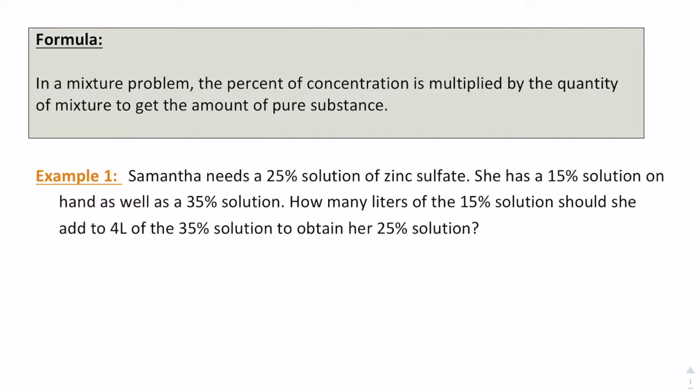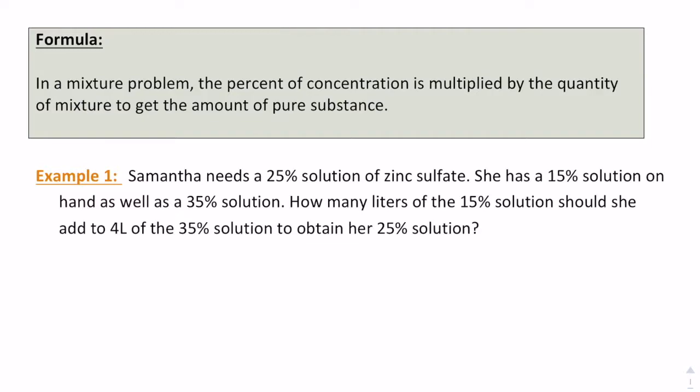Say that you are doing a little chemistry and Samantha needs a 25% solution of zinc sulfate for some experiment. She's got a 15% solution and a 35% solution, but she doesn't have a 25% solution, so she's going to mix the two she's got together to turn it into a 25% solution.